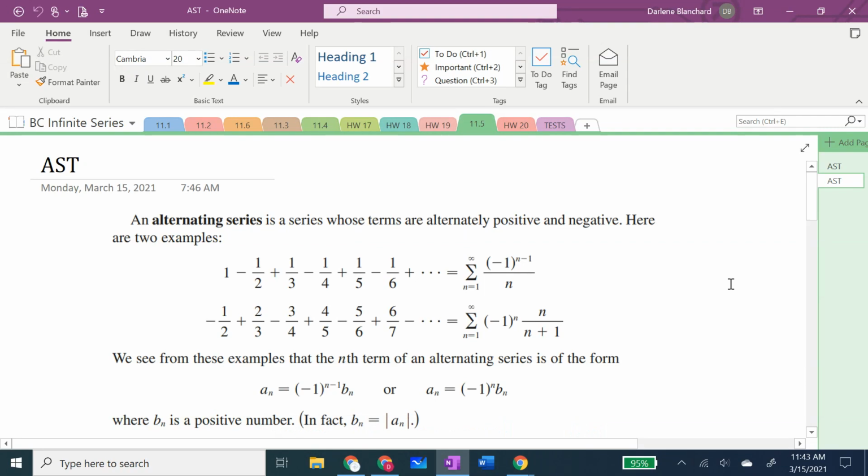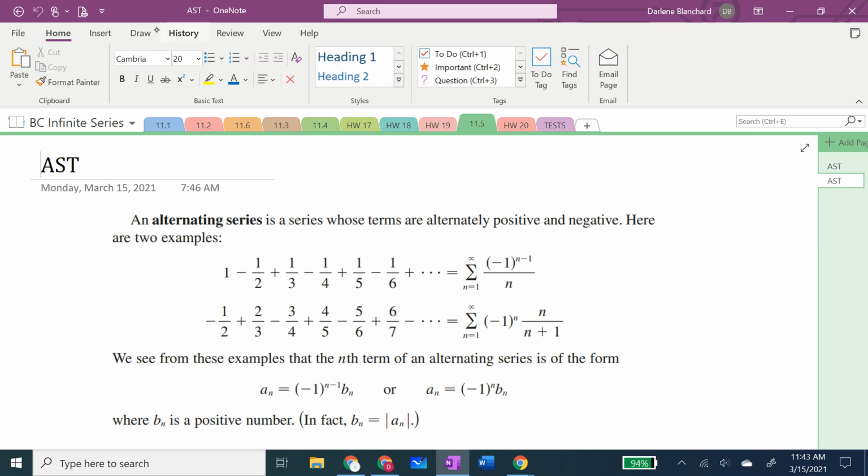Yay, happy Monday. We have one last test to learn, just one. It's fantastic. Alternating series test, and alternating series test is a really nice one to use as well. So the first thing is, what is an alternating series?